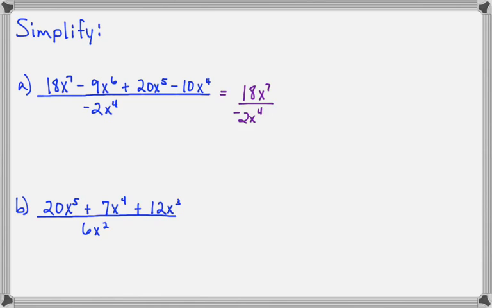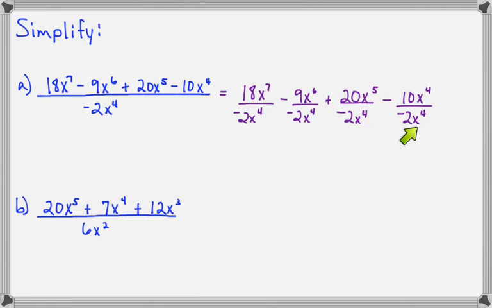We'll have 18x to the 7th over negative 2x to the 4th minus 9x to the 6th over negative 2x to the 4th plus 20x to the 5th over negative 2x to the 4th minus 10x to the 4th over negative 2x to the 4th. So all 4 denominators are the same as usual.